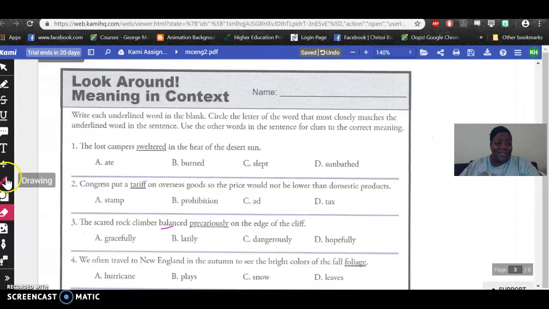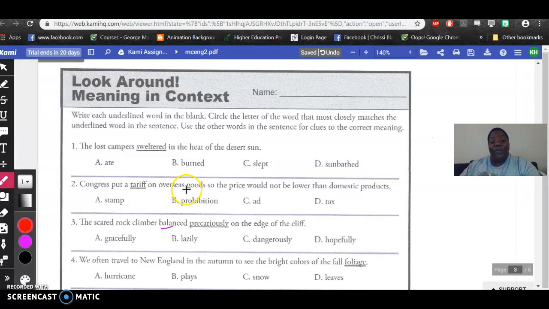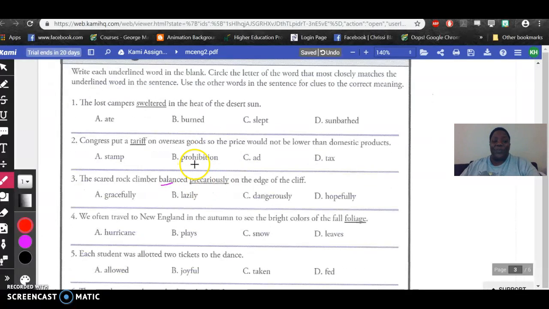So number 2 says, Congress put a tariff on the overseas goods so the price would not be lower than domestic products. This sentence has a lot going on, especially if you're unfamiliar with Congress and how laws work, okay? So first, let's break it apart. You've heard Congress before. You know that has to do with laws, or a process, or making rules and regulations for the United States, okay?